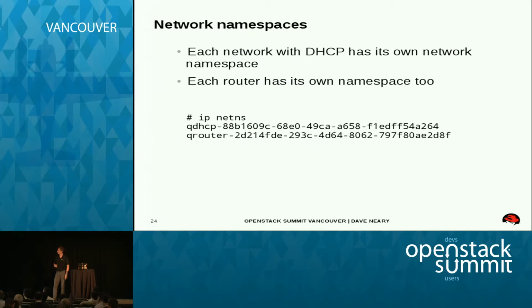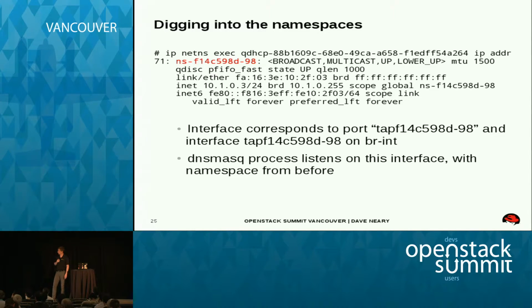Each network with DHCP, each subnet with DHCP, has its own network namespace, and each router has its own namespace. So if we do an ip netns, we see a qdhcp namespace, and we see a qrouter namespace. And that's how we can allow multiple DHCP domains with overlapping IP addresses to exist on the same OpenStack cluster. And if we dig into the namespaces, for example, on this qdhcp, we see F14C, that corresponds to, remember, one of the ports that we saw on the bridge.